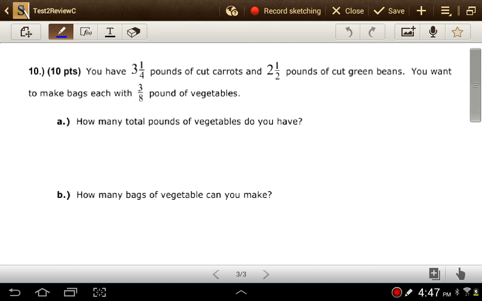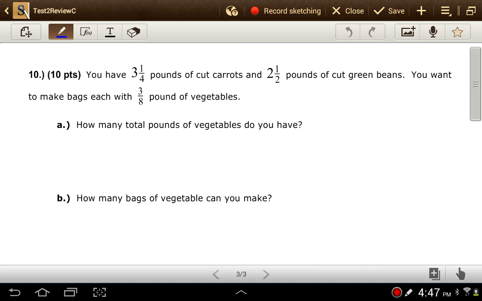Alright, got a couple more questions here. Next page, you have 3 1/4 pounds of cut carrots and 2 1/2 pounds of cut green beans. Make a bag. Okay, so question A, how many total pounds do you have? Well, total means to add. So I'm going to do 3 1/4 plus 2 1/2.